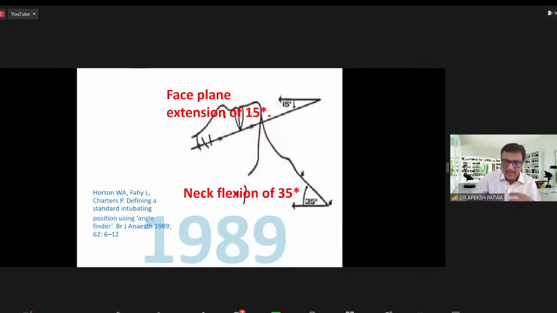And after that, in 1989, Horton was the person who exactly defined the angle of cervical flexion and extension of the AO joint. He defined that neck flexion should be 35 degrees and extension of the face plane should be 15 degrees.